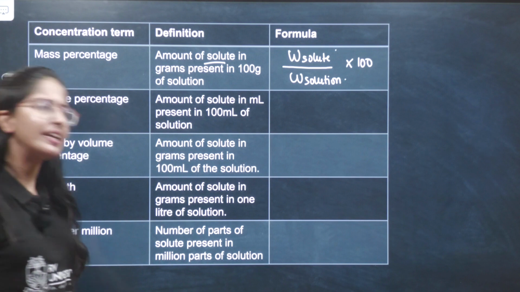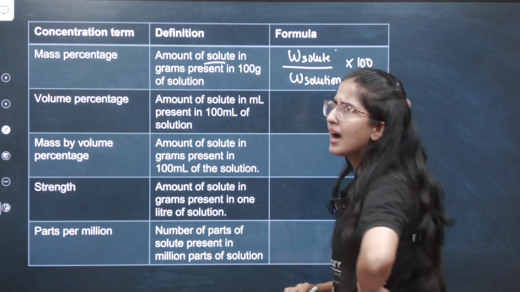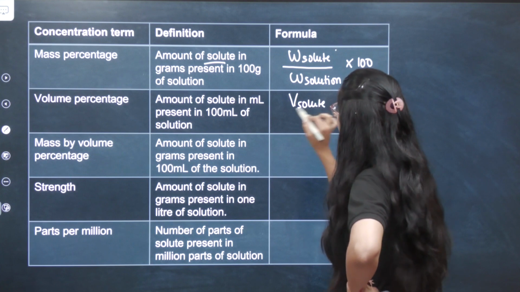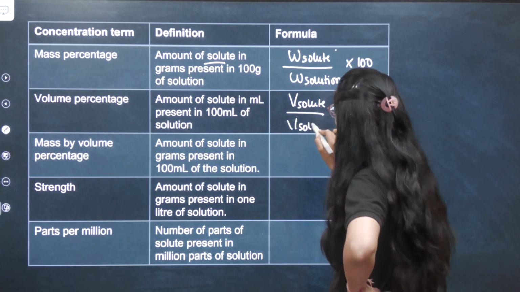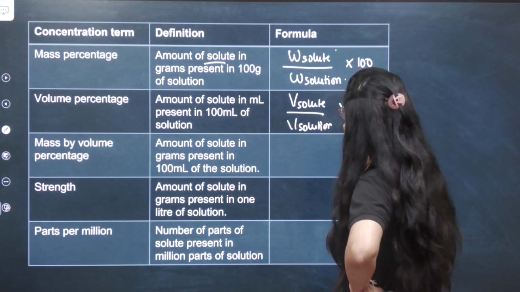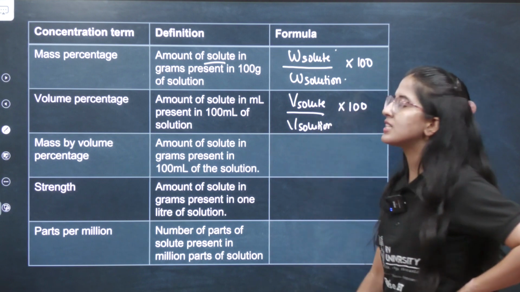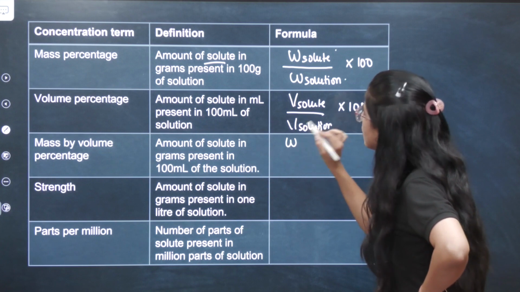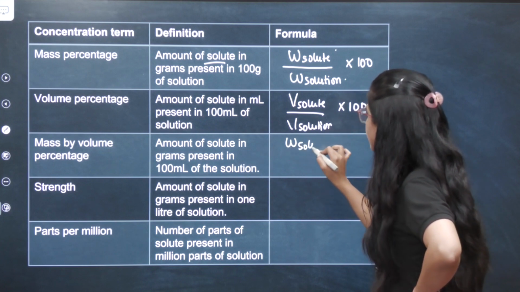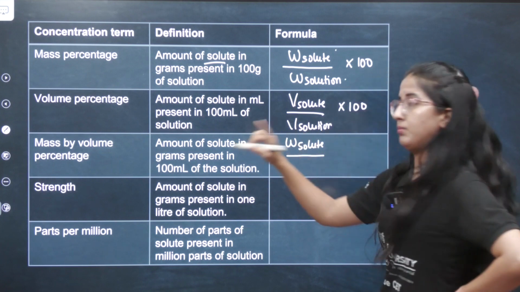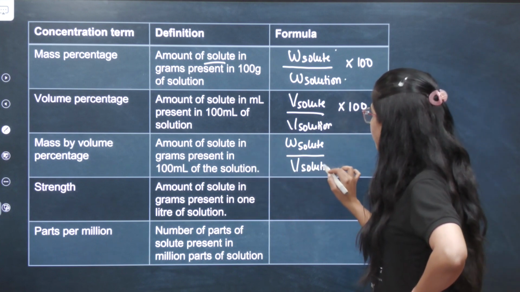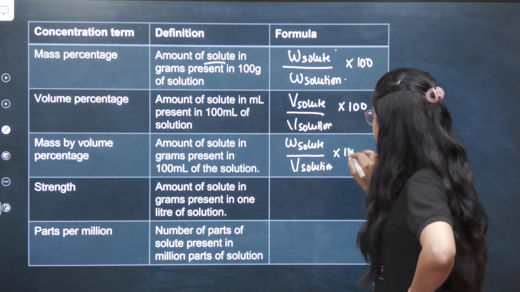Next, volume percentage, similar. Instead of mass, we are taking volume. So, volume of solute divided by volume of solution into 100. What is mass by volume percentage? Similar. That means the numerator is mass of solute, and by volume, that is the denominator is volume of solution, into 100.